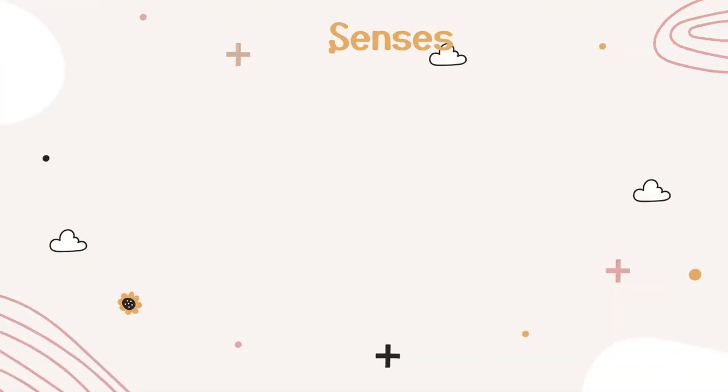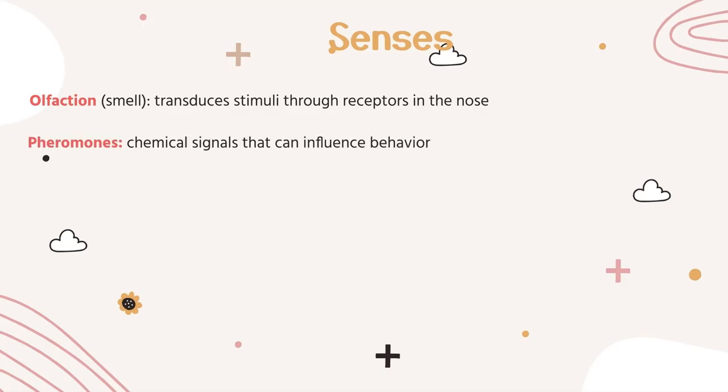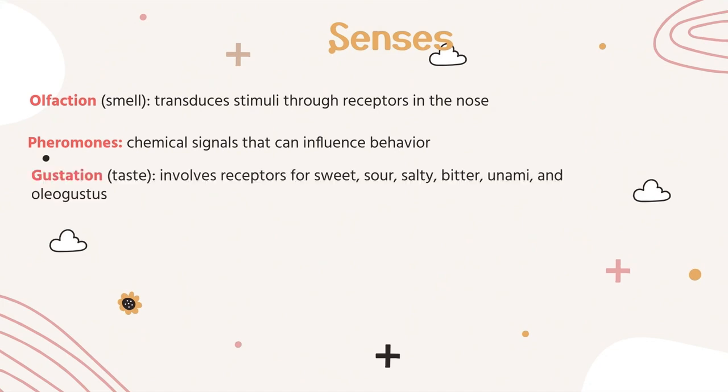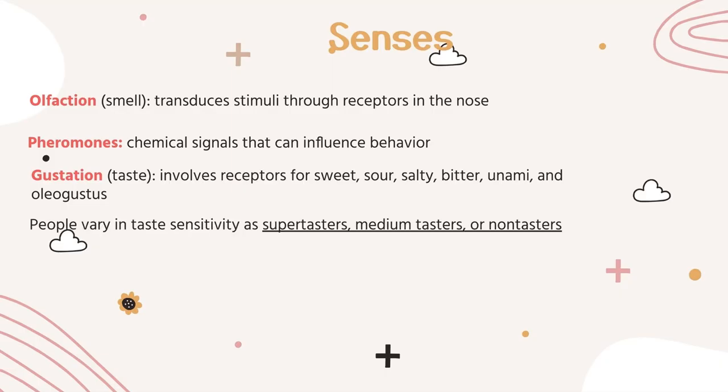Other senses. Olfaction, which is smell, transduces stimuli through receptors in the nose. Pheromones are chemical signals that can influence behavior. Gustation is taste, which involves receptors for sweet, salty, sour, and so on. People can have very different taste sensitivities, like supertasters, medium tasters, even non-tasters.